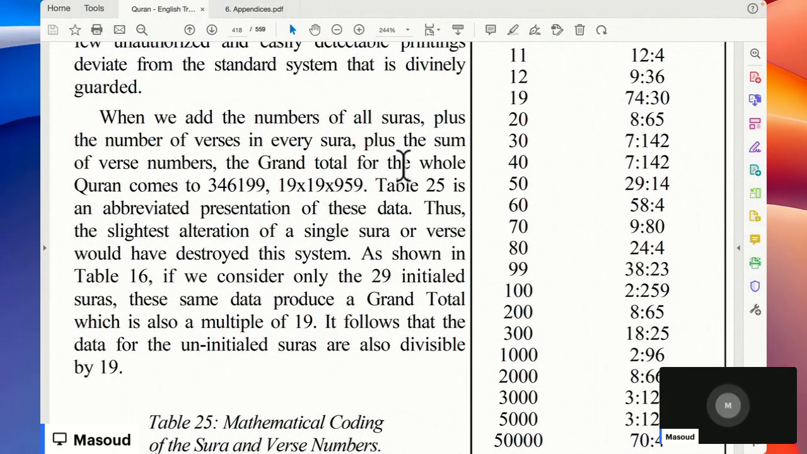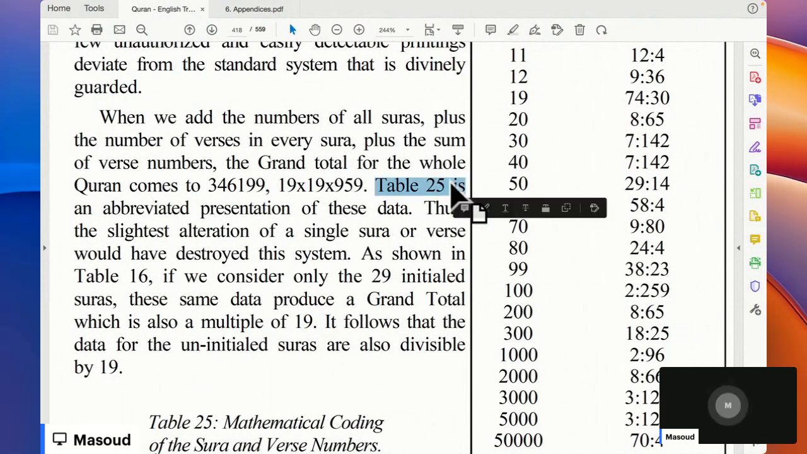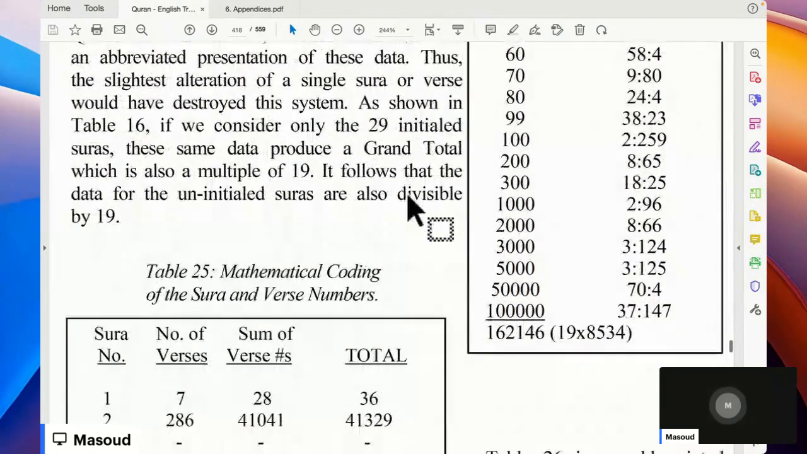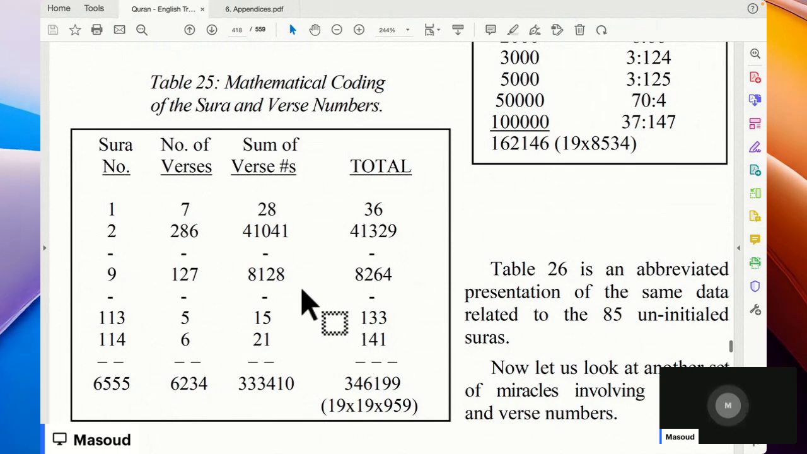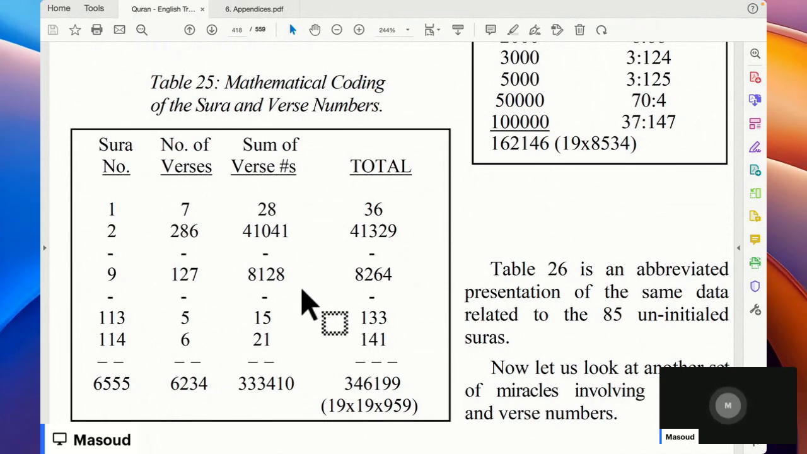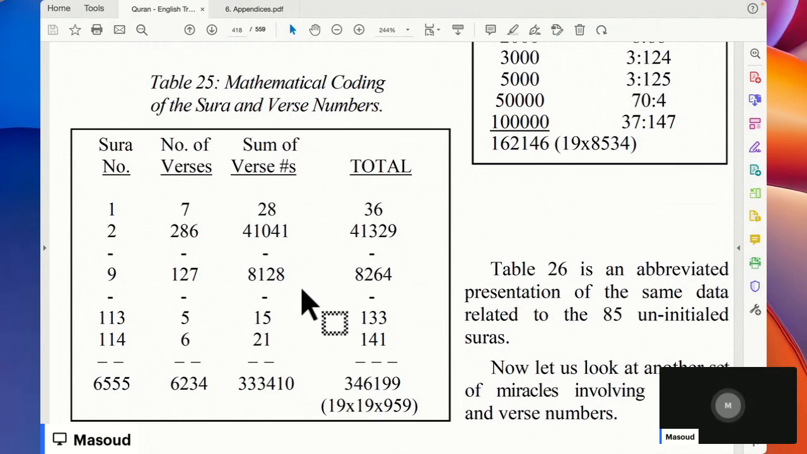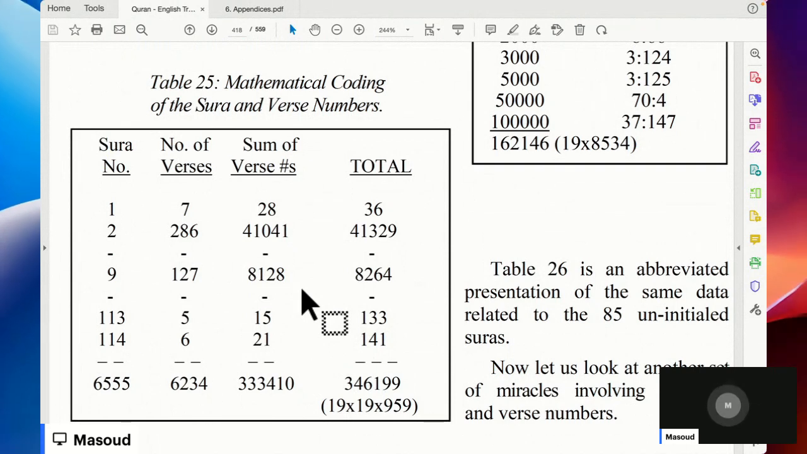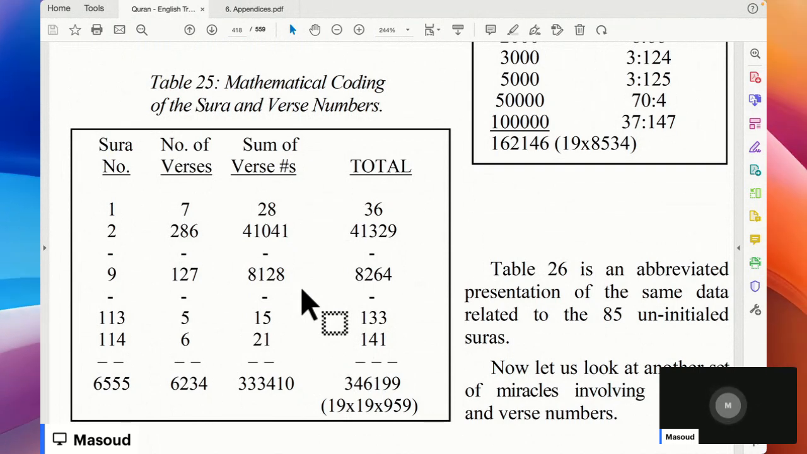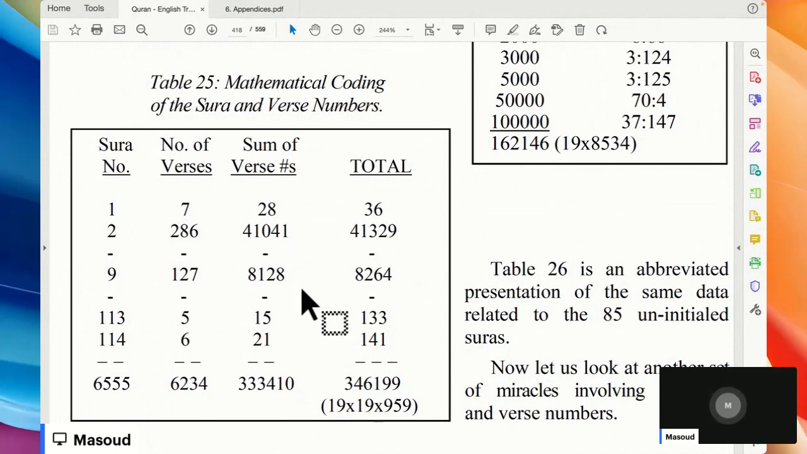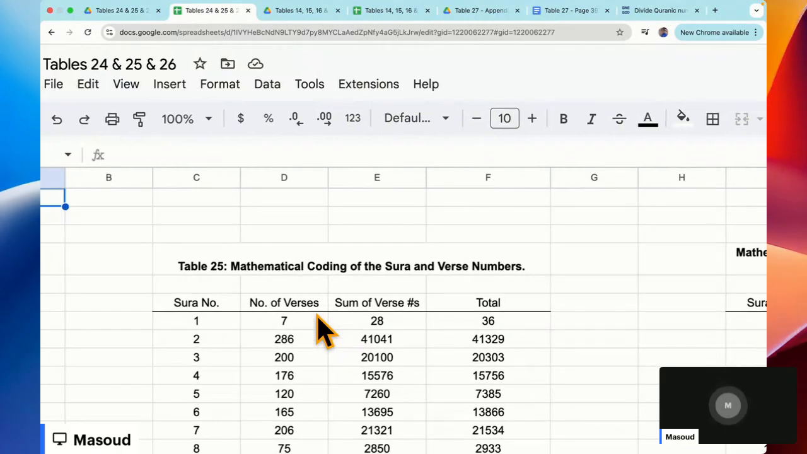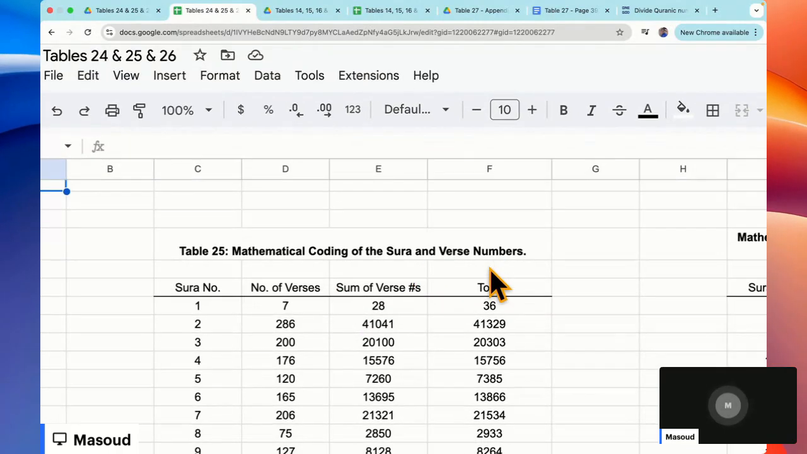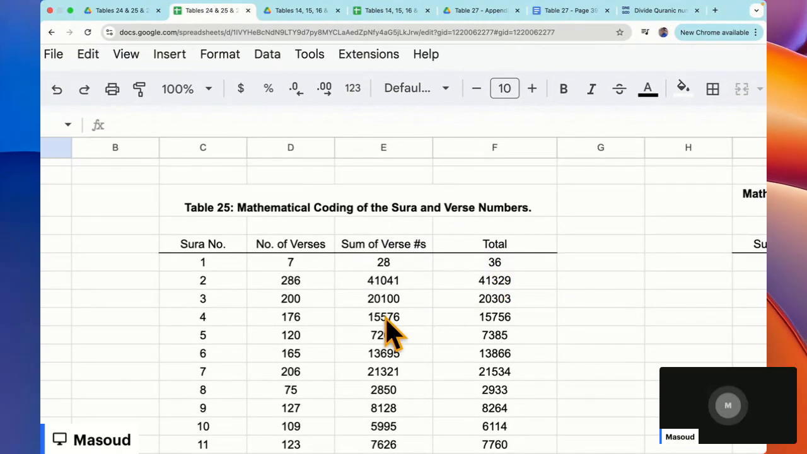Okay, now we go to Table 25, which was mentioned here, and God willing, I can explain it to you. Table 25 is here, and this is an abbreviated version of the data mentioned in Table 25. And alhamdulillah, praise be to God, I was able to have the complete version for myself, and I created it, and God willing, I'm going to show it to you. Table 25 is the mathematical coding of the surah and verse numbers. This is for the whole surahs of the Quran.